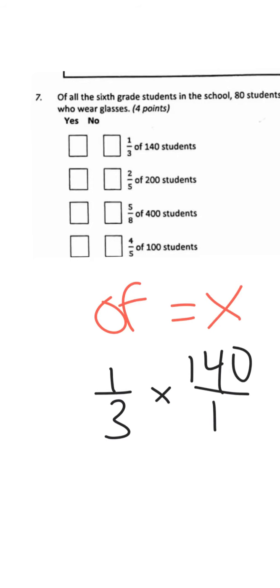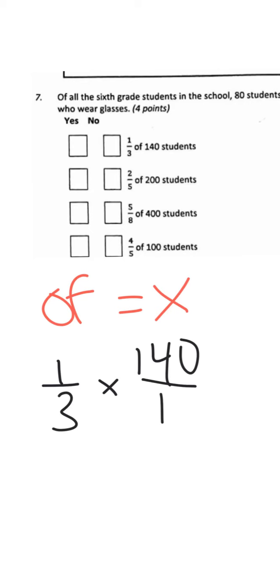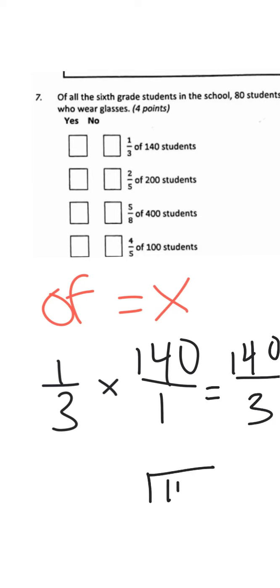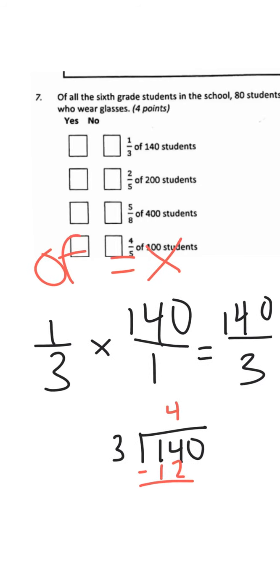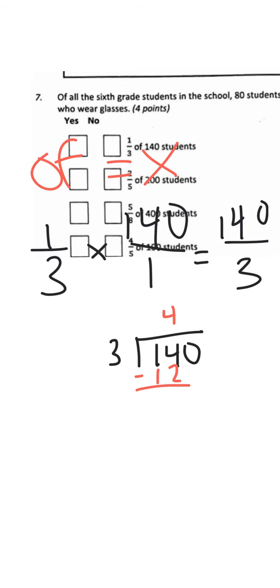So if I multiply across, let me see here, I'm going to move to the side a little bit. I get 140 over 3, right? Which means I have to go in and out and solve for my answer. So 3 goes into 14 four times, I get 12. Now I'm going to subtract. So I have my 2. I'm going to bring down my 0. Now 3 goes into 20. How many times? Hopefully you guys had 6.